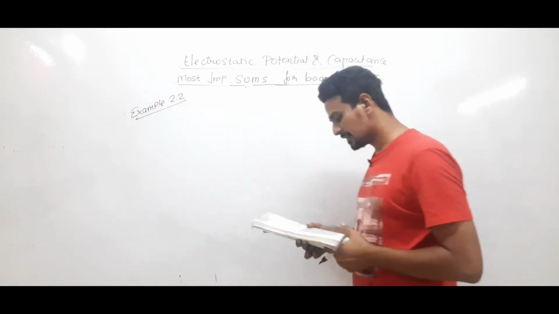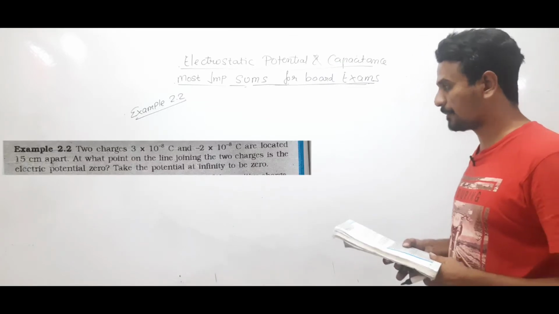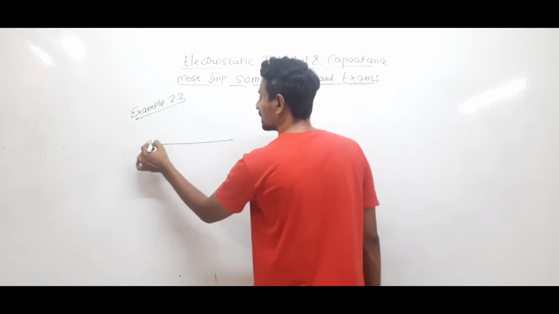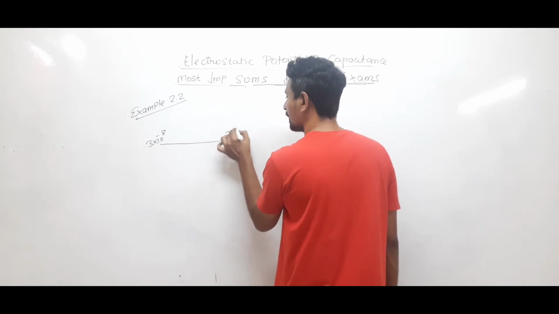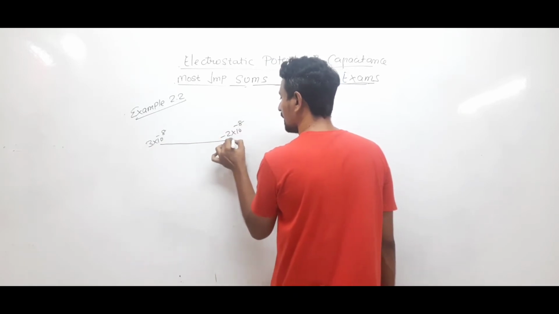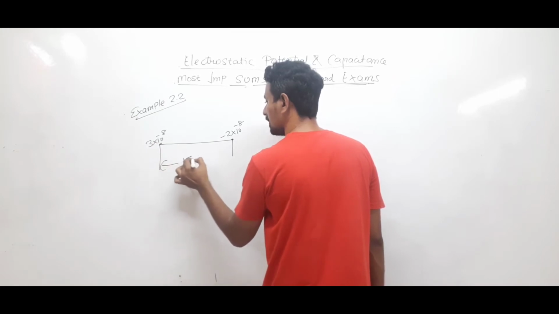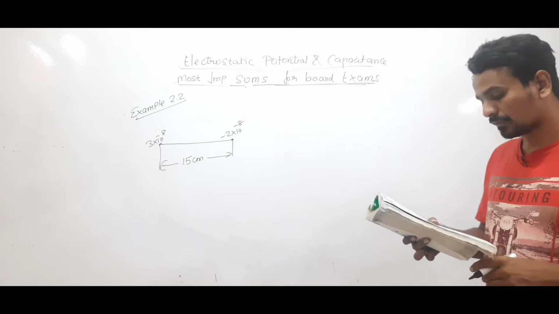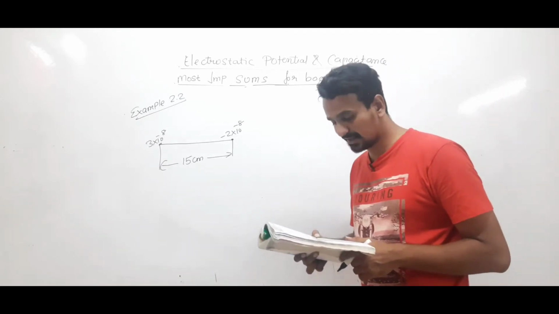The question says two charges are located 15 centimeter apart. There are two charges, 3 into 10 raised to minus 8 and minus 2 into 10 raised to minus 8. They are located 15 centimeter apart. Okay. At what point on the line joining the two charges is the potential 0?